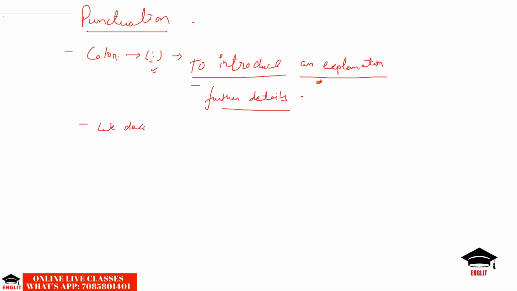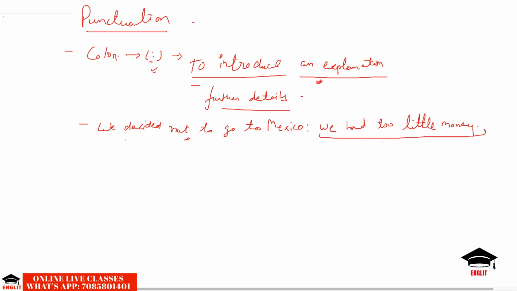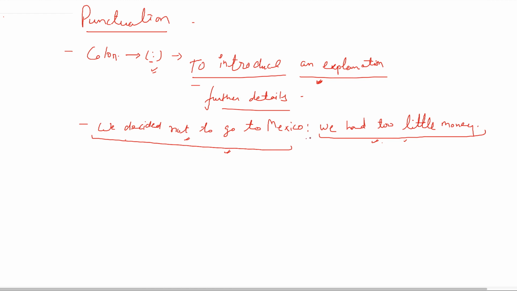For example, we decided not to go to Mexico, colon, we had too little money. This is the kind of explanation we are giving for not going to Mexico. Why could we not go to Mexico? Because we had insufficient money. So we are introducing this explanation only with the help of this colon. We could have used the conjunction because as well, but we can do without it by simply using this punctuation mark, that is the colon.